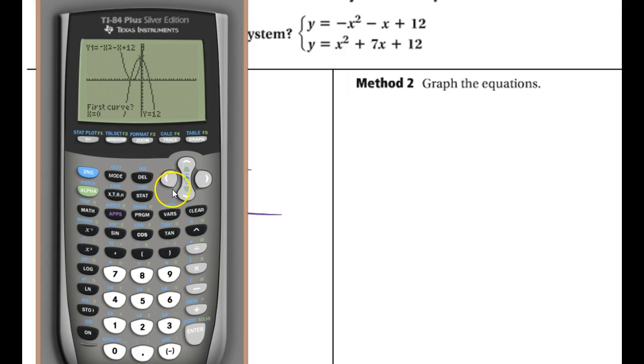And then it's automatically going to choose the first curve and the second curve. And it gave us our first intersection point of 0, 12. So that confirms our algebraic work on the left side.